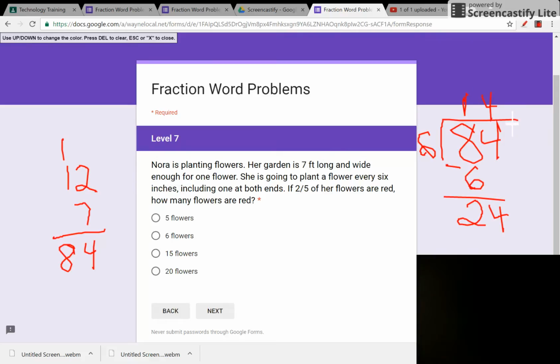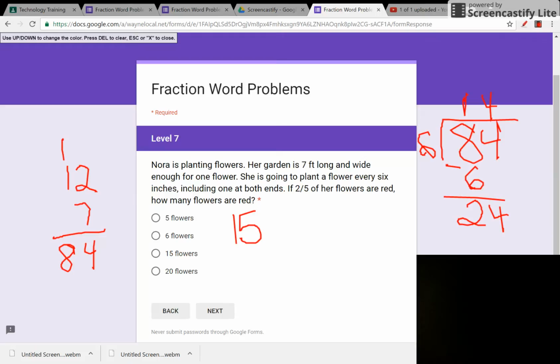So I need to add 1 to include the first flower. So instead of 14, I'd do 14 plus 1. That would give me 15 flowers. So there are 15 flowers total. We want to know what 2/5 of those flowers are red.